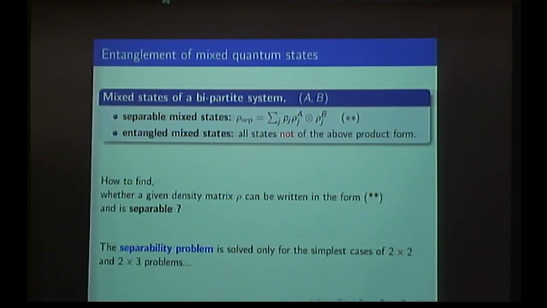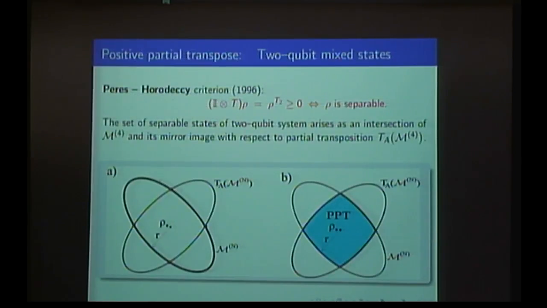For the last 20 years, people know that those problems are already well understood in the simplest cases, like 2 times 2, so 2 qubits, or 1 qubit and a qutrit. But for higher dimensions, we know many, many partial results, but the separability problem is still open. For the 2 qubit system, there is a very nice theorem by Peres from Israel and the Horodecki family. They are a father and 3 sons, and they work together.